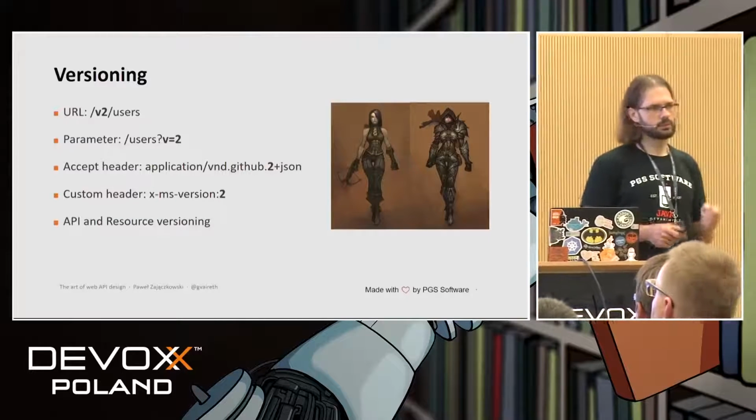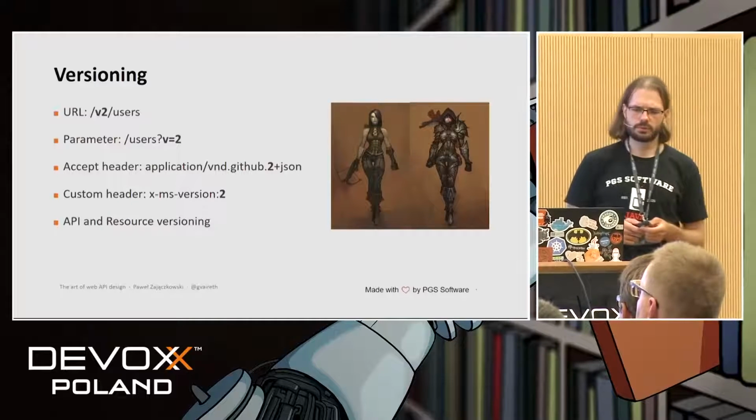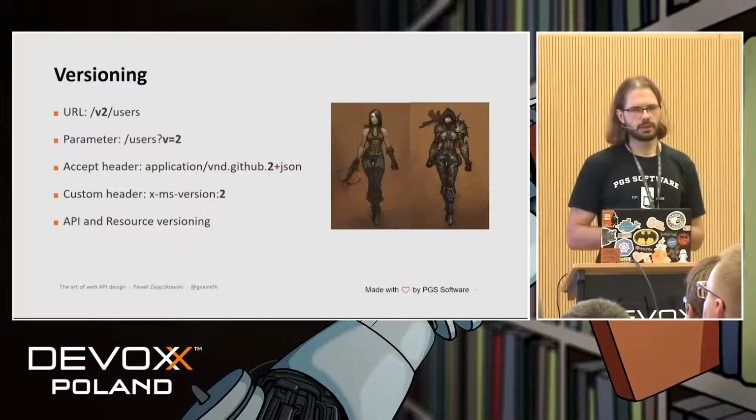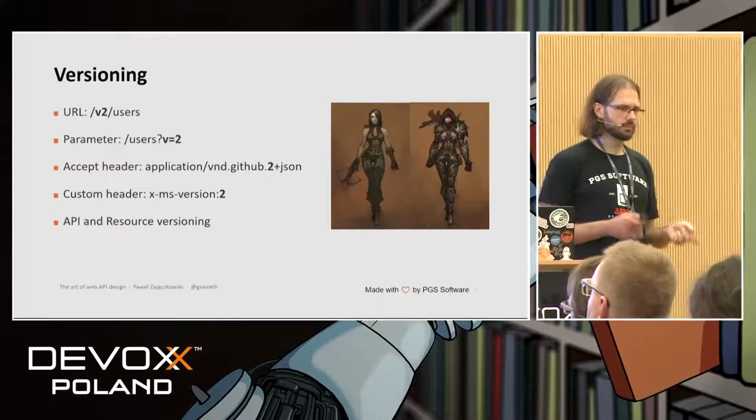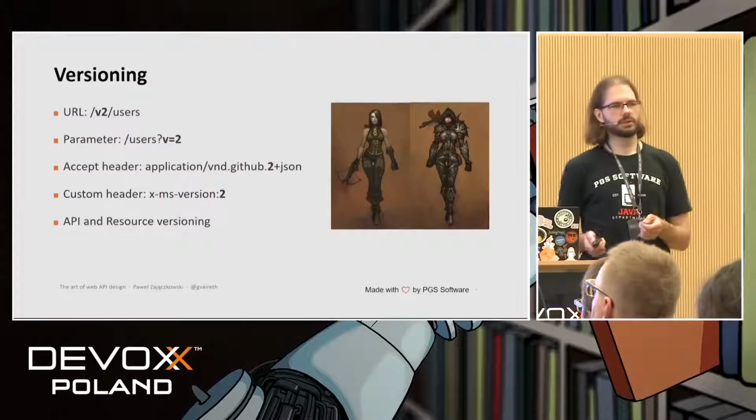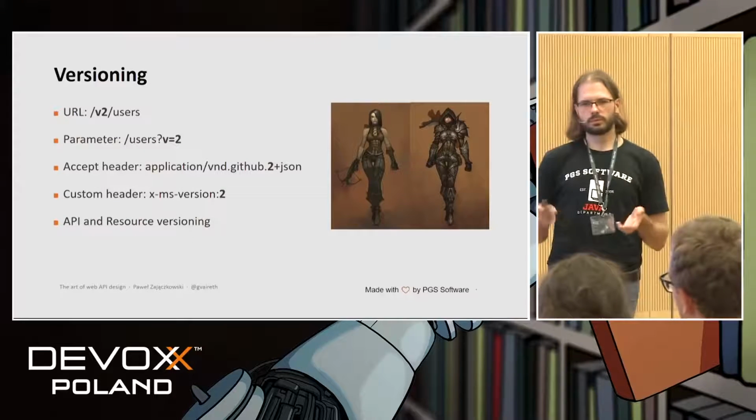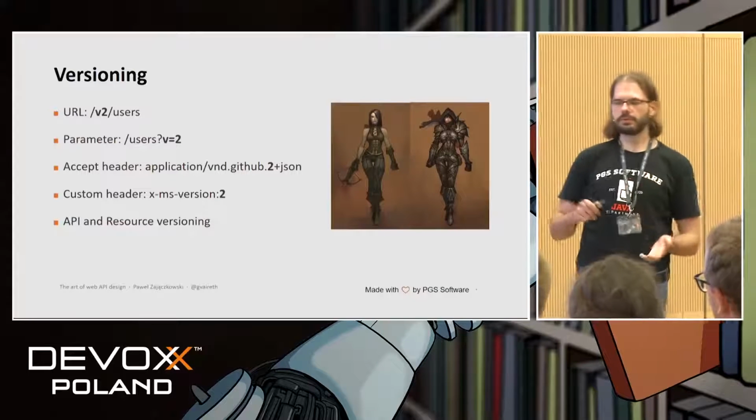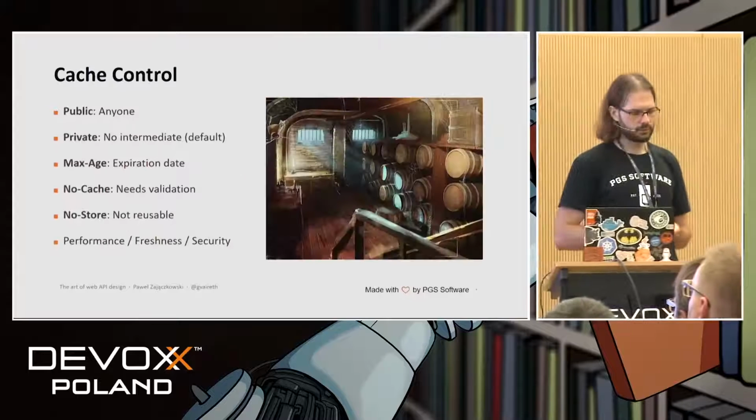Again, if we want to go away from the business surface of the API, we can use headers, either the accept header for that, or we can use our own headers. And API versioning and resource versioning are two different things, so we can have a new API, an old API, and return a new version of a resource and an old version of a resource. Those shouldn't be confused.